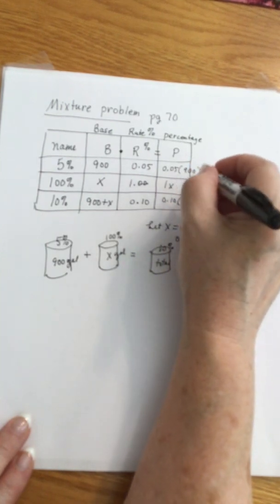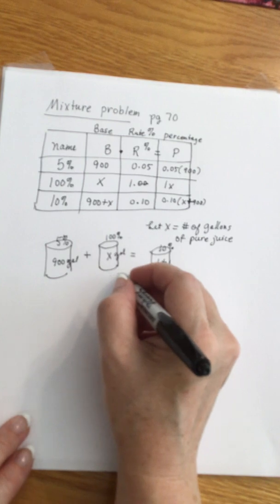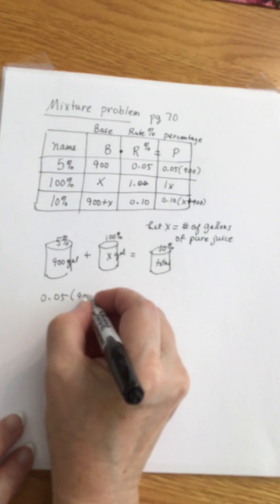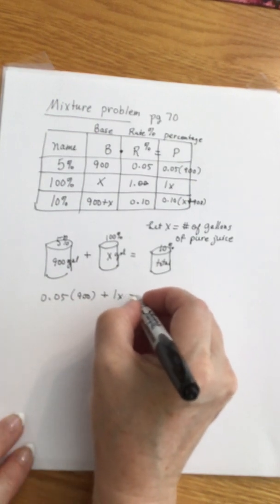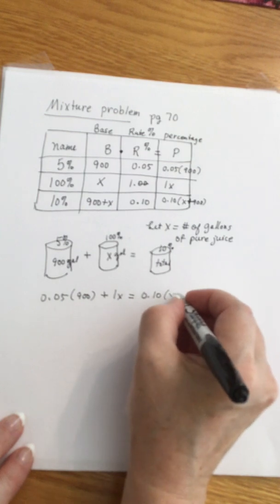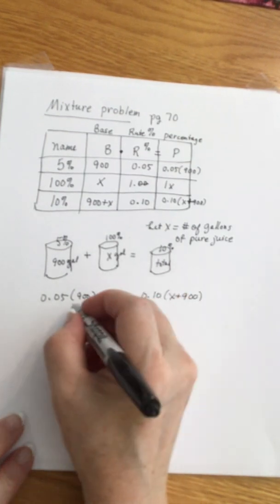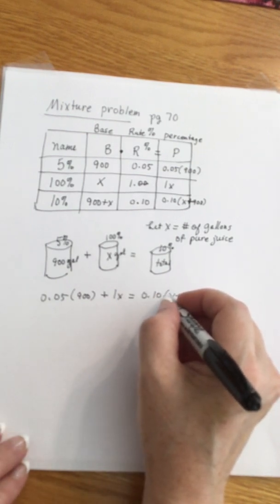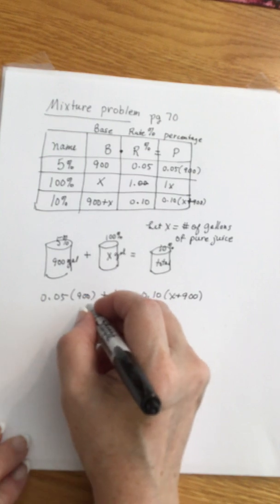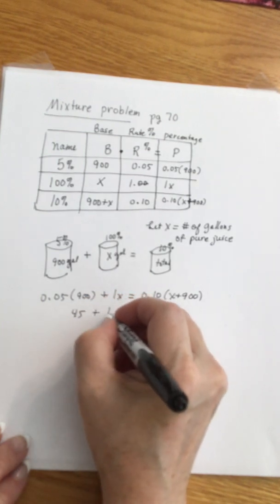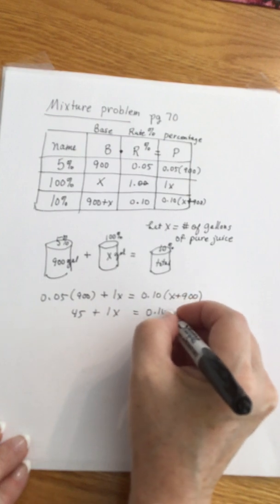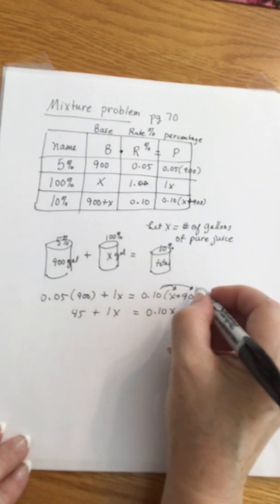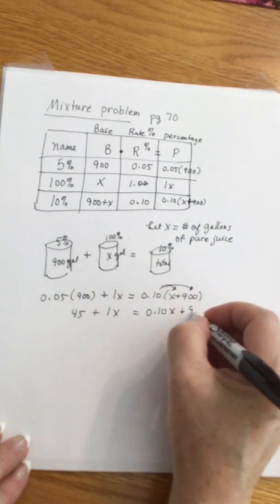So we said these two are going to be added to be the third one. These two are added to be the total. So I'm going to have 0.05 times 900 plus 1x equals 0.10 times x plus 900. So this is the 5%. You're adding the pure juice to get the 10% total. So now we're going to multiply. These two multiplied by each other gives me 45 plus 1x equals 0.10 times x plus 0.10 times 900 is going to give me 90.